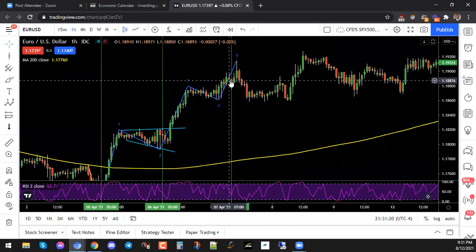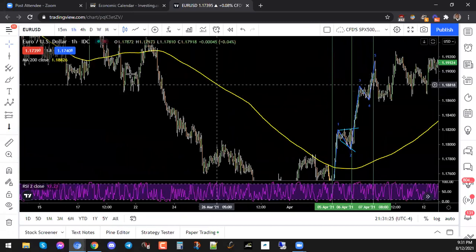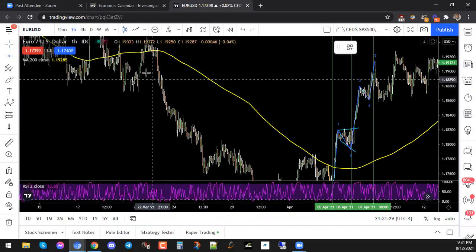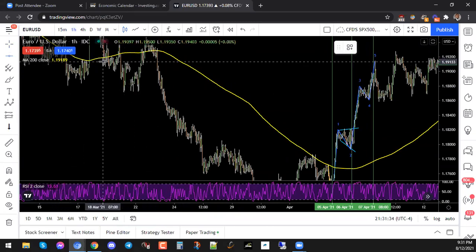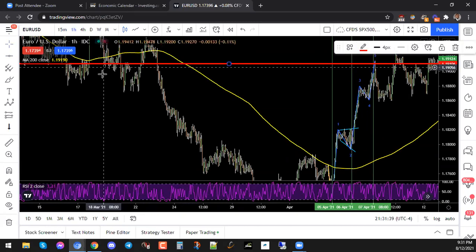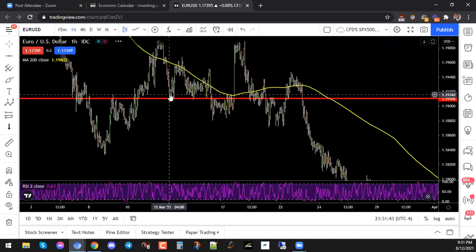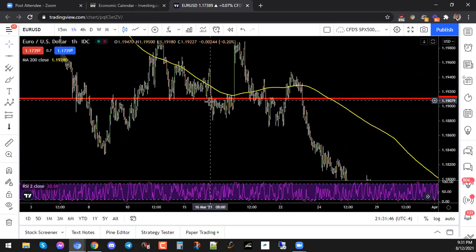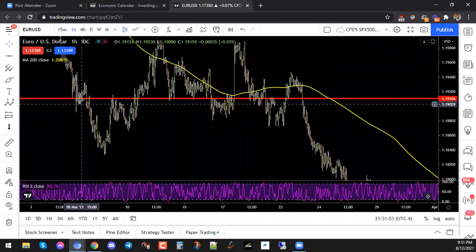For those who like using support and resistance, you can do that as well, right? So if you're using support and resistance, let us see here how that can help you, right? So this is our horizontal line. If we're going to look for support and resistance, let's see. This looks like a nice area for support and resistance, right? So we have support, support, resistance, resistance, support, resistance, resistance, support.